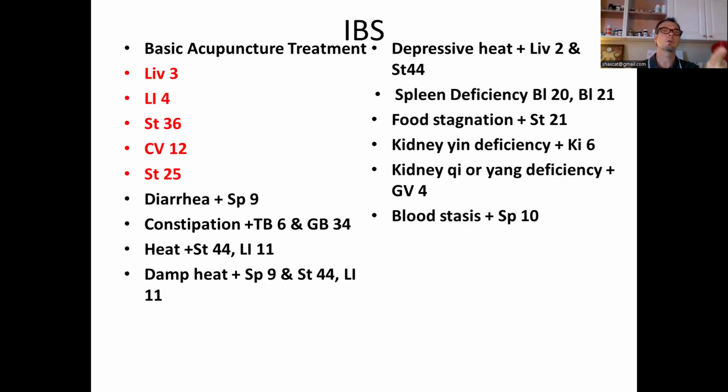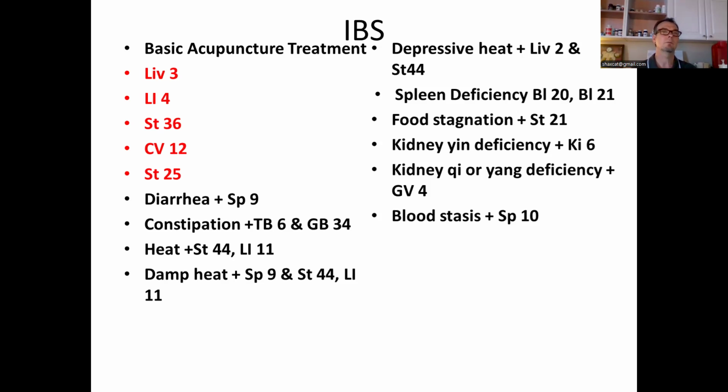So our old friends, liver 3, large intestine 4, we've already talked about that. Stomach 36, CV12, stomach 25. So stomach 36 and CV12 strengthen that earth phase. Stomach 25 is chipping in, but the location is also right over the intestines. So it's the front mu point of the intestines. So you're kind of getting two birds with one stone, right? It strengthens the intestinal tract as well as the digestive functions.